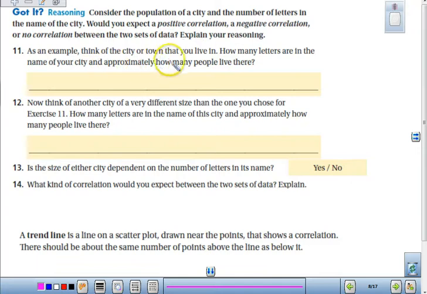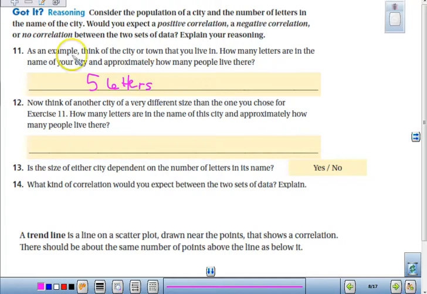As an example, think of our city, Fargo, that you live in. How many letters are in the name of the city and the approximate number of people that live here? So what I want you to do is do a little Google search or take a look at the population of Fargo. We know Fargo has 5 letters, and we now want to look at the population.